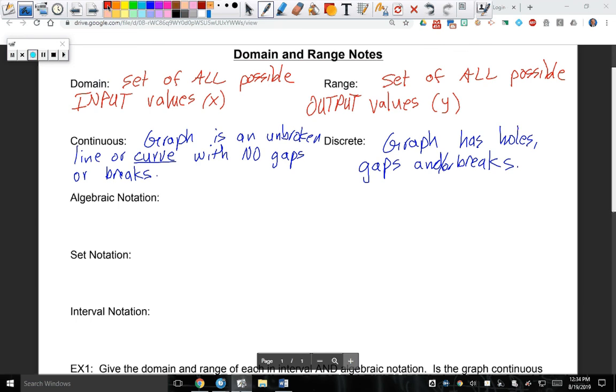Algebraic notation. Algebraic notation is going to describe a set of numbers using algebraic symbols. Okay? So let's say describe a set of numbers using algebraic symbols.